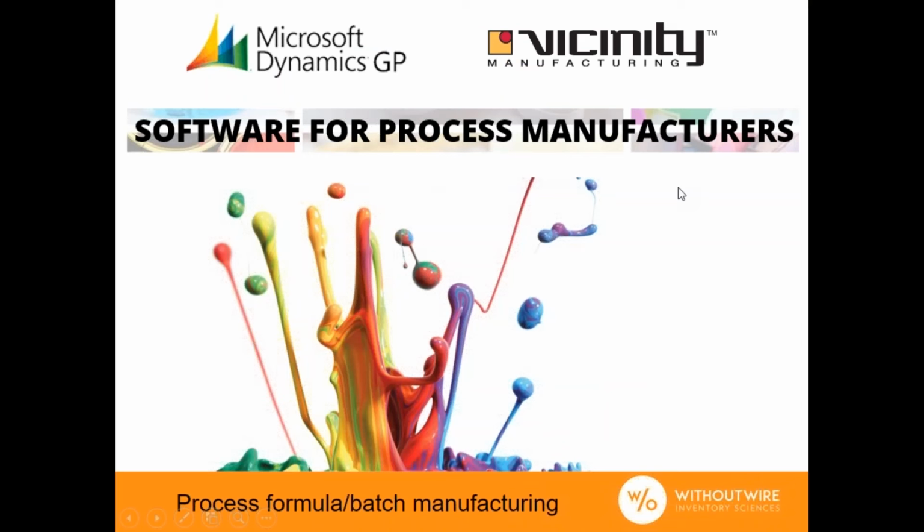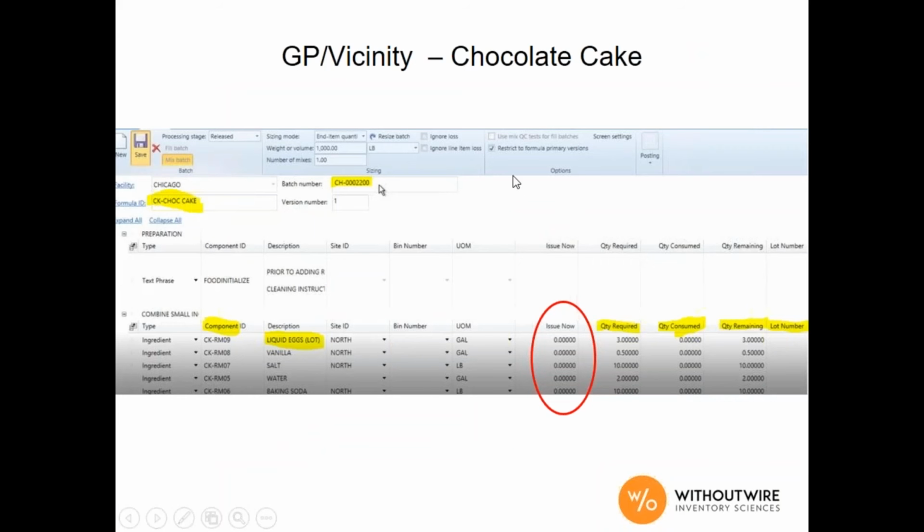Another tool out there, which is similar in many ways, is Vicinity Manufacturing, software for process manufacturers. They have verticals in microbrewing and a lot of different process manufacturing. So I thought that would be worth reviewing a flow, and this is a flow that we've demonstrated for a company around a chocolate cake, with EP and Vicinity, flowing in WithoutWire and a write back to close this order.